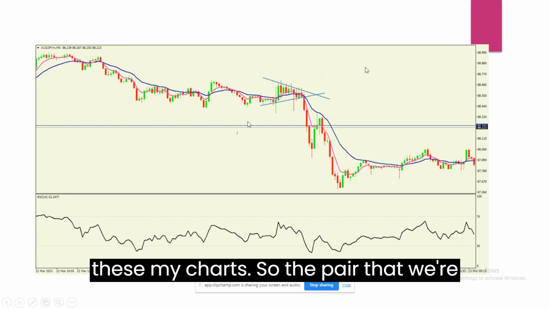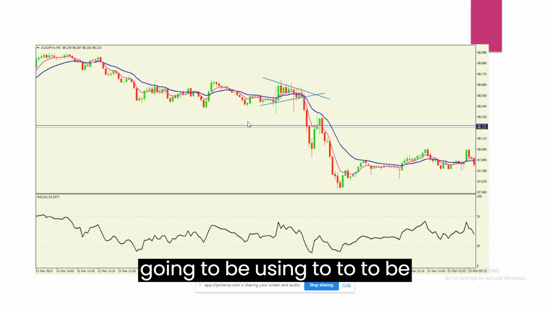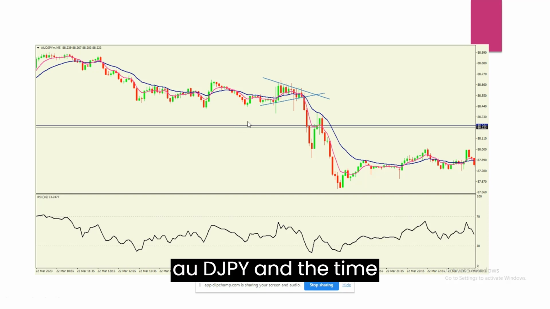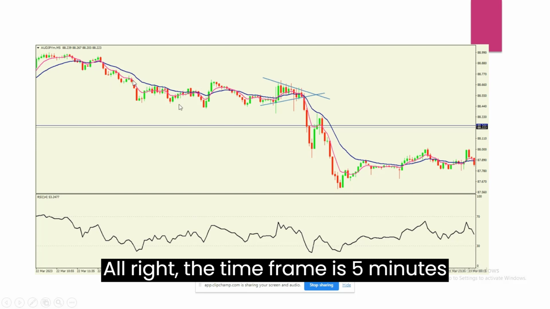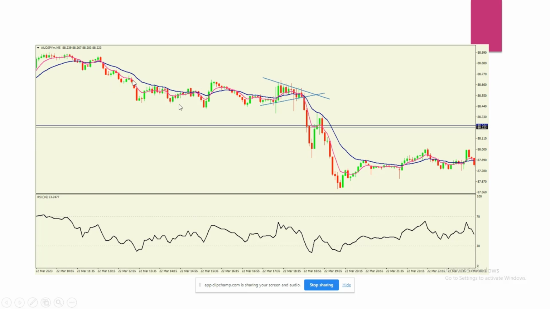This is my chart. So the pair that we are going to be using to apply this strategy on is AUD JPY, and the time frame is the 5 minutes time frame.